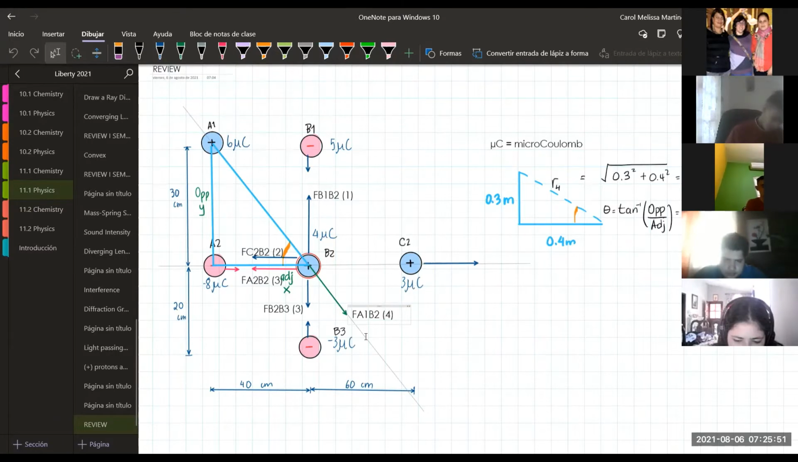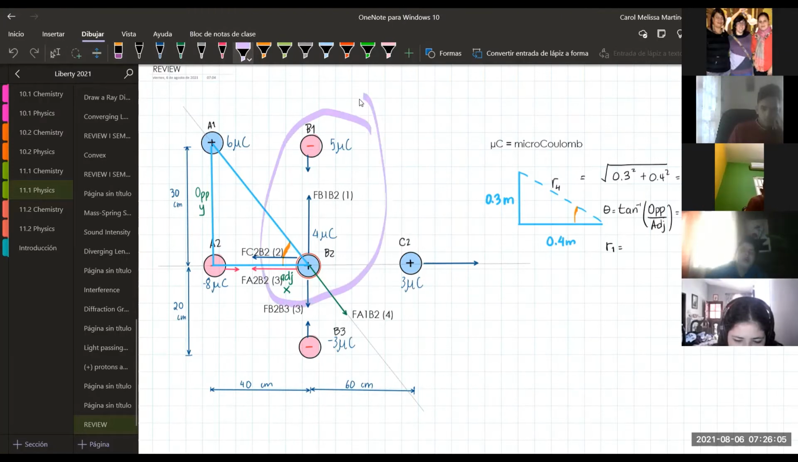So I get the data. Okay, I'm going to get my distances. I have the distance for the force 1. Esta es mi fuerza 1. ¿Qué distancia tengo? Aquí. What distance do I have? This is the data. I need the data. Okay? I need to be organized. That's why I put it like that.